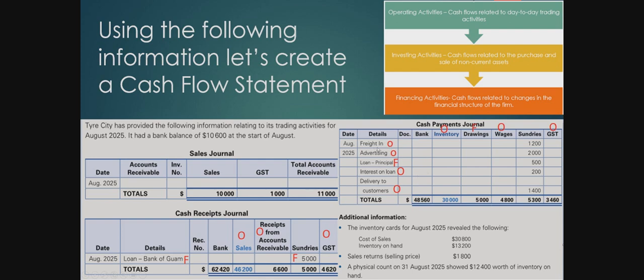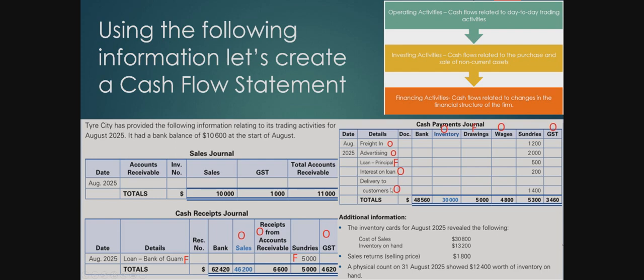So let's try to categorize them. So freight in is a part of the day-to-day activities, so operating. Advertising is part of operating. The loan is part of financing because we're repaying the loan, so that's outflow of cash. Interest on the loan is operating. Now it's very easy to confuse interest on a loan and a loan repayment. Just remember, interest on a loan is an expense. It's also part of your day-to-day trading activities.